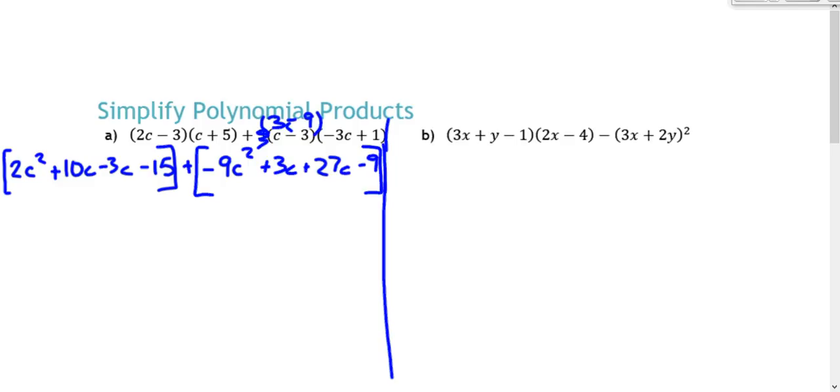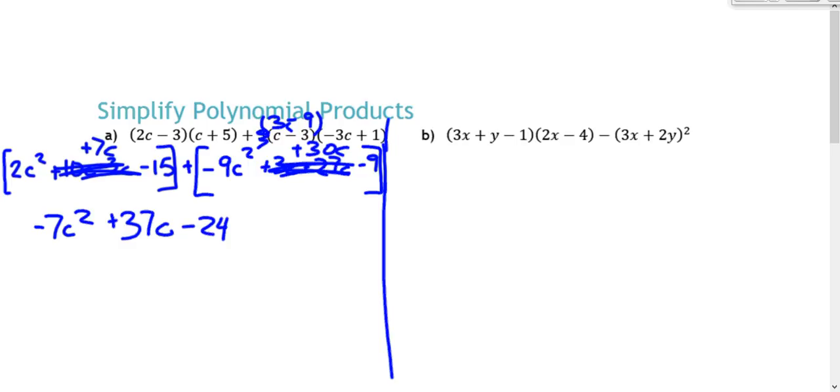So then this is adding these together. So 2c squared plus negative 9c gives me negative 7c squared. 10c minus 3c, that gives me plus 7c here. And then here this gives me plus 30c. So that should give me plus 37c. And then negative 15 plus negative 9 means negative 24. So just go slow, take your time, there's no rush with this.